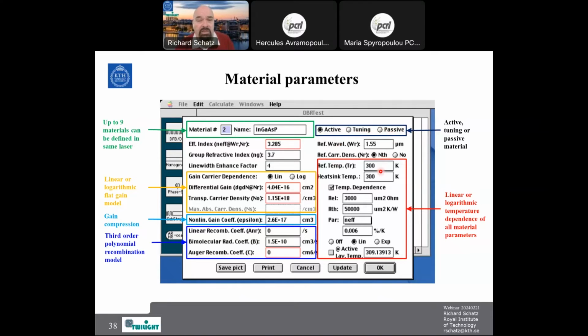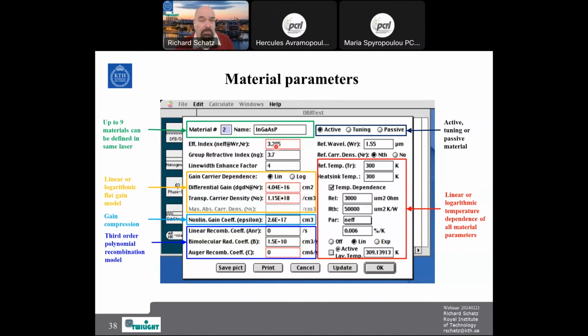And then you also have the possibility that every parameter here can be thermally dependent, and for each parameter you decide how much, if you want a linear dependence thermally or exponential dependence thermally. So you can then make any parameter here thermally dependent.